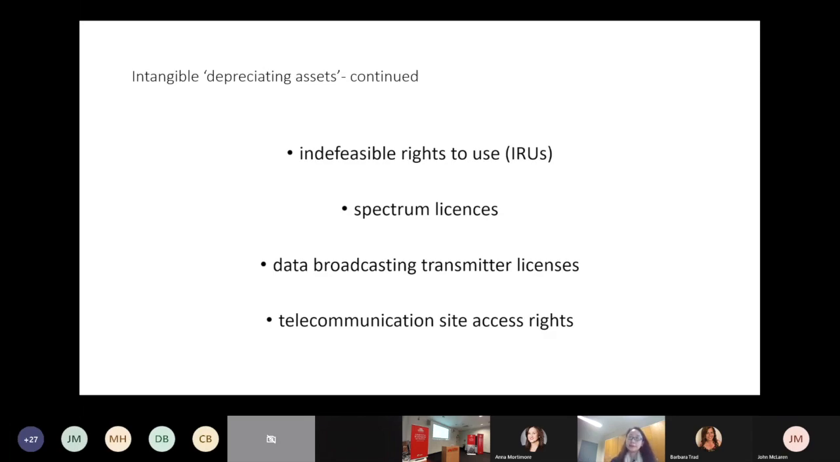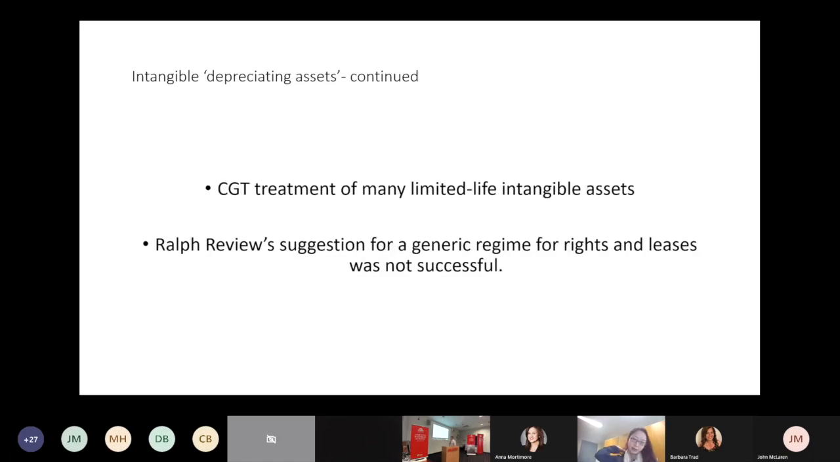However, outside the Uniform Capital Allowance regime, the depreciation of intangible assets is limited. By default, intangible assets. Five minutes? Okay.